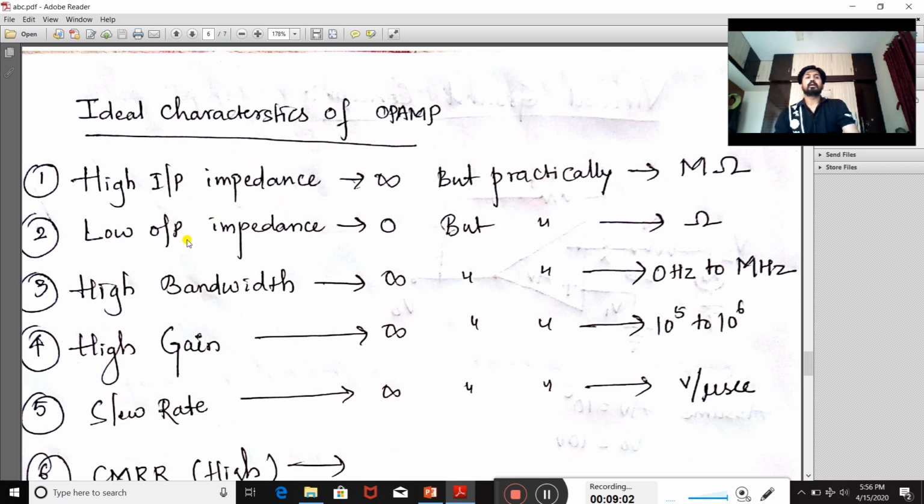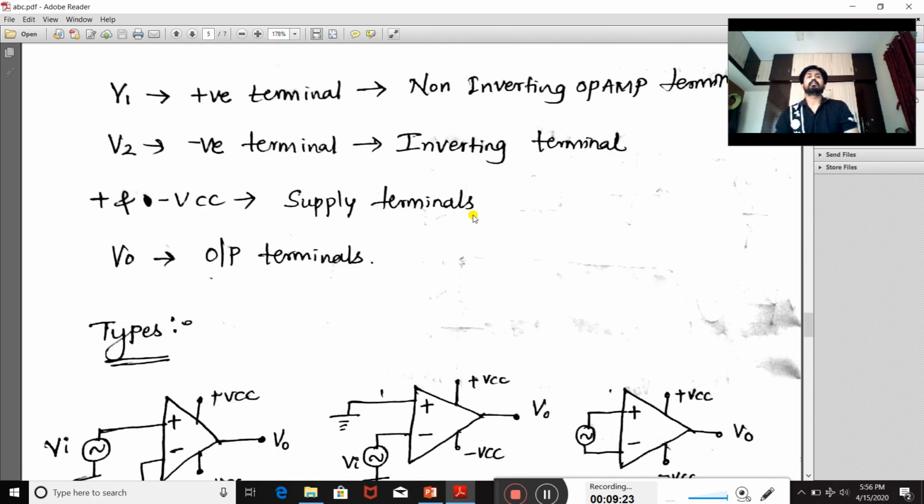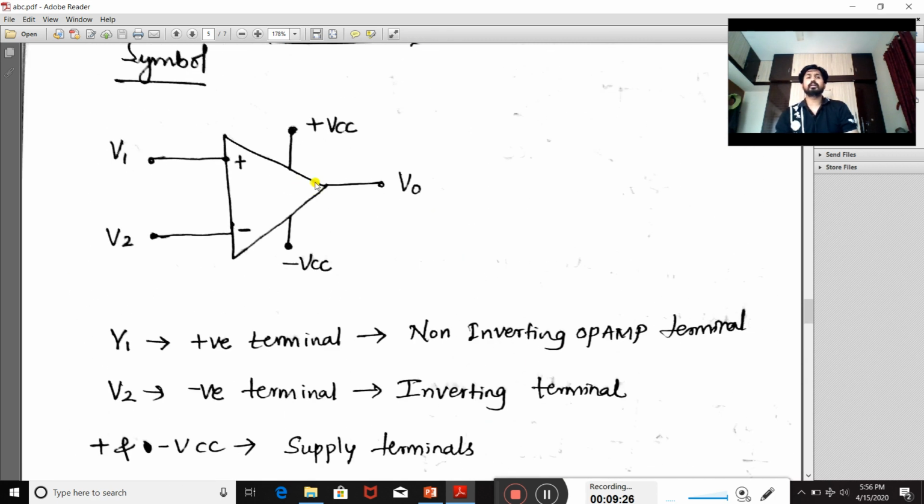Now it should have very low output impedance, ideally 0 we expect, but practically it is not possible. It will be in terms of ohm. It may be 10 ohm, 20 ohm, 70 ohm, 100 ohm, like that. But comparing with this mega ohm, this ohm is a very small value, and we expect that the output impedance of this operational amplifier should be low.